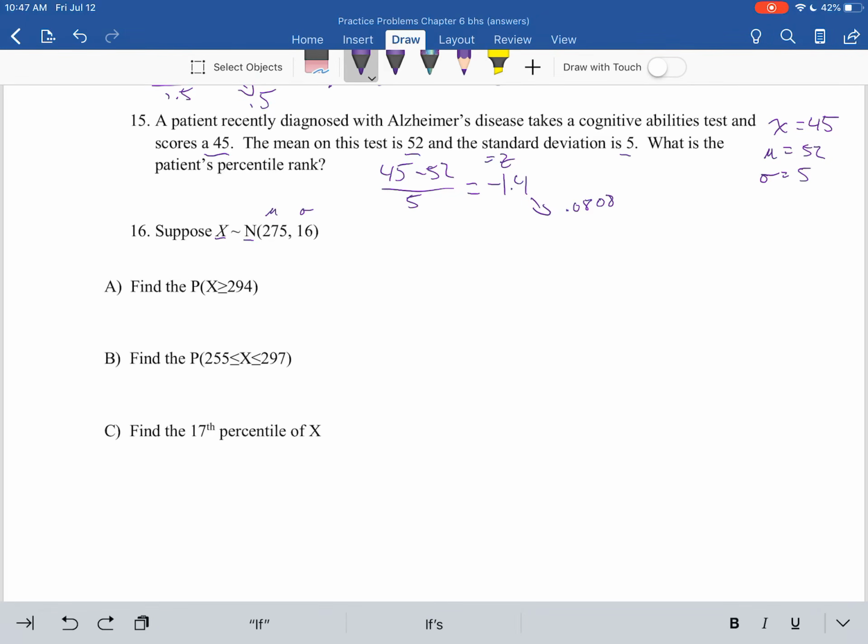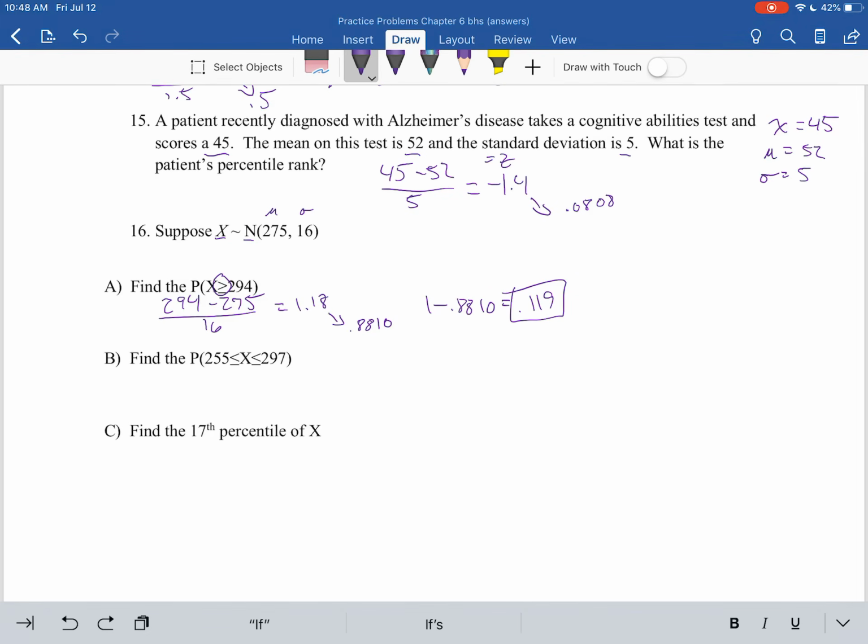So remember, when we're doing greater than, we're going to find the value at x and then subtract it from 1. So we're going to take 294 minus 275 divided by 16. It's going to give us the value of 1.18. When we go to our table in the back, we'll find that is a cumulative probability of 0.8810. Now remember, that's everything from that value to the left, but we want to know the greater than, so we're going to take 1 minus 0.8810, and that's going to give us 0.119, and that is your answer.